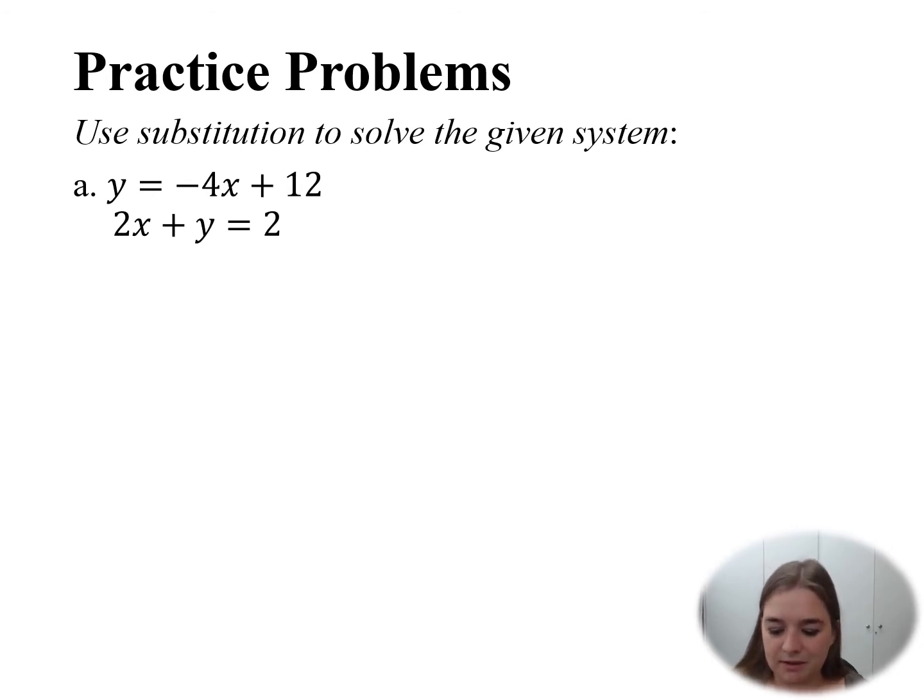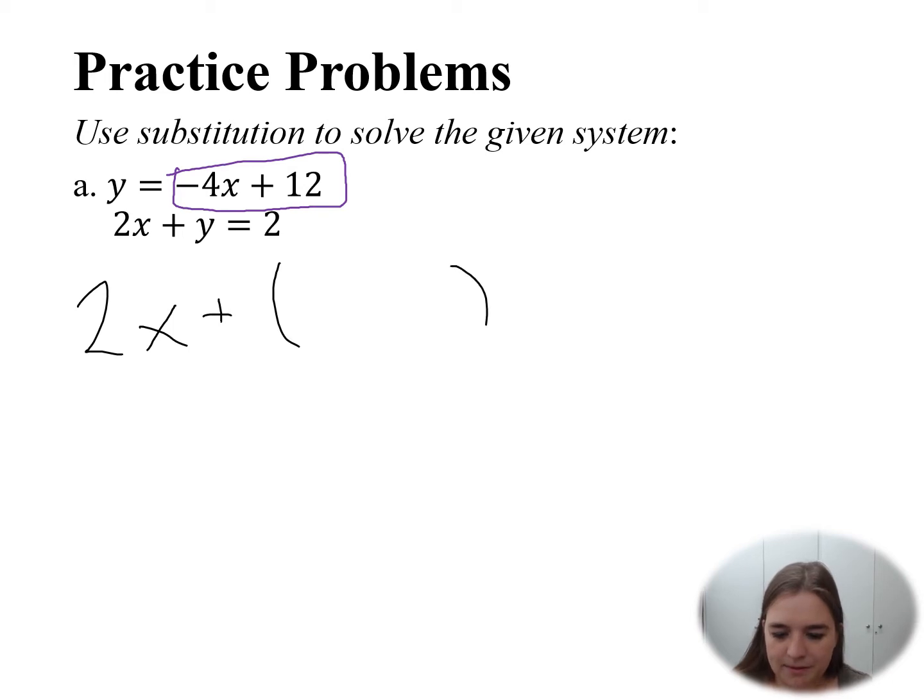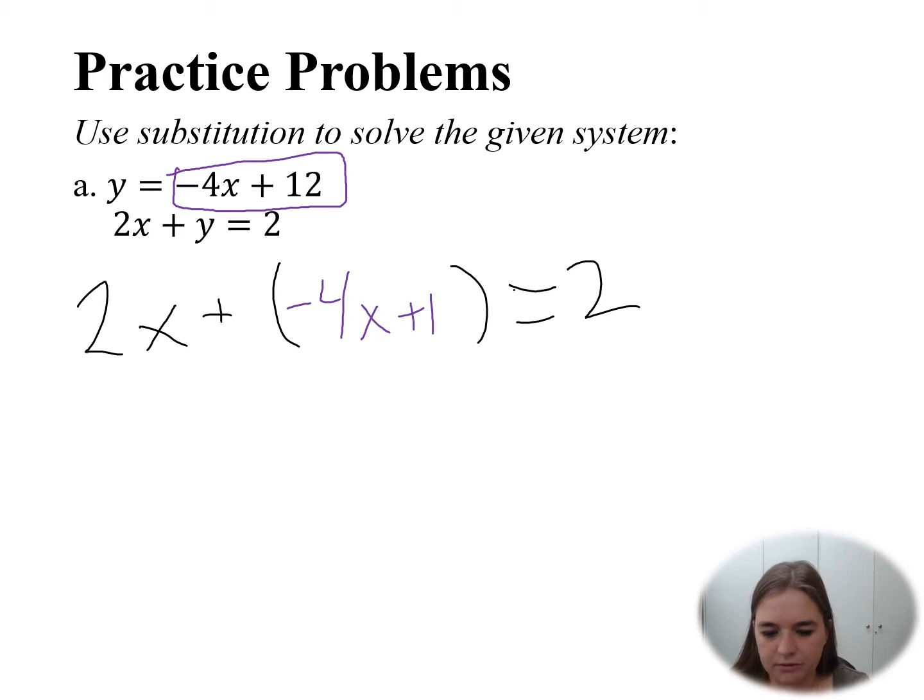So let's practice with substitution. When I see this here, my first step tells me to isolate one variable if necessary. Well, in this case, I see that y is already isolated, so I'm going to put a purple box around it. And I know that y is equal to negative 4x plus 12. So every time I see y, I can substitute in that expression. So when I take my second equation now, I'm going to rewrite it. I have 2x plus, I'm just going to put parentheses around what I'm substituting in for y, equals 2. Well, y is equal to negative 4x plus 12.